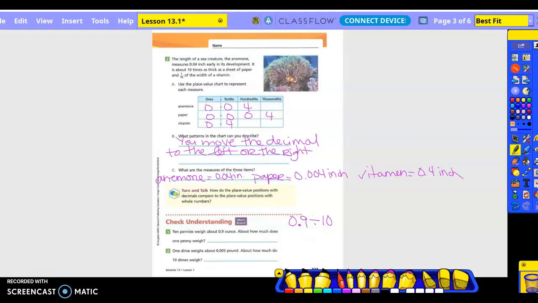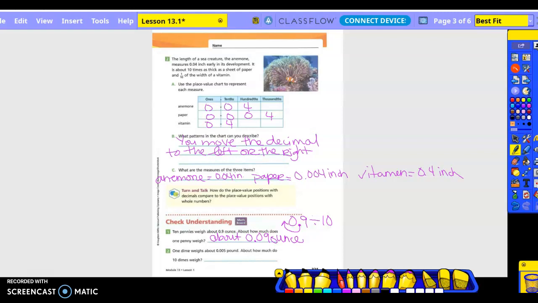So if we do 0.9 divided by 10, what did we learn? You move the decimal one place to the left. Divide, we move to the left. Multiply, we move to the right. Okay, so about 9/100 of an ounce, right?